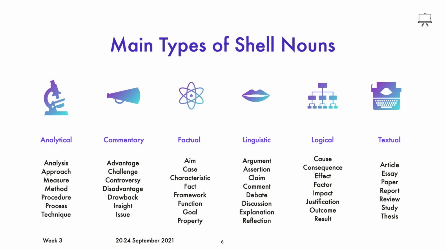Okay, and textual would be like references, reference words pointing at your text itself. Okay, it's just like calling, addressing yourself when you are talking. Let's say instead of saying I, you would say Erik is giving you a lecture now. Okay, for textual shell nouns, you can use article, essay, paper, report, review, study, thesis, depending on what type of text you are writing. So basically, for this subject, you will use essay, paper, article. That will just do.